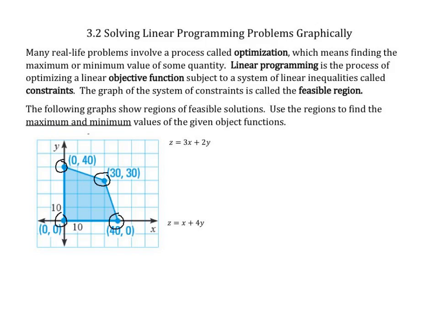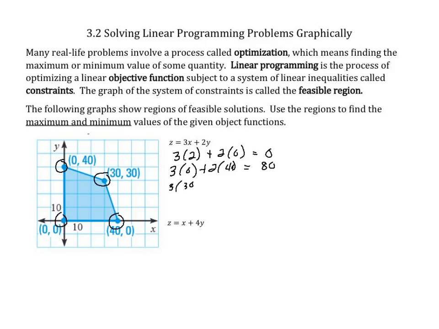So let's just start at 0, 0. If I plug 0 in for x and 0 in for y, what result will happen? So 3 times 0 plus 2 times 0 will give me 0. And we'll just go clockwise around. So let's do 0, 40. What happens if I plug 0 in for x and 40 in for y? We will get 80.